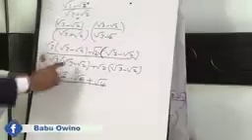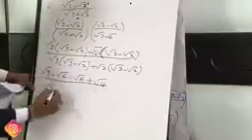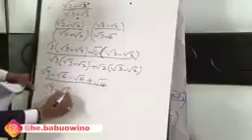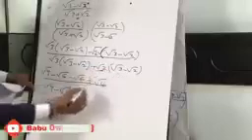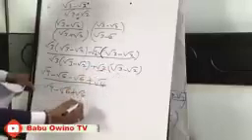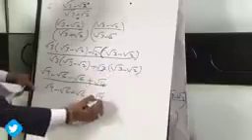root 3 times root 3 is root 9. Root 3 times minus root 2 is minus root 6. Root 2 times root 3 is plus root 6. Then plus root 2 times minus root 2 is minus root 4.